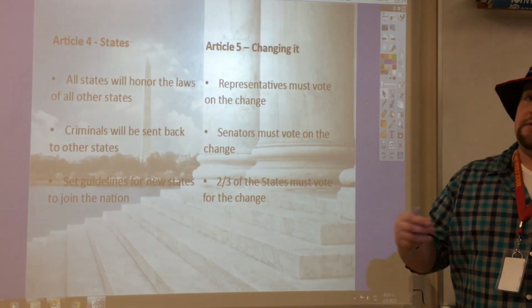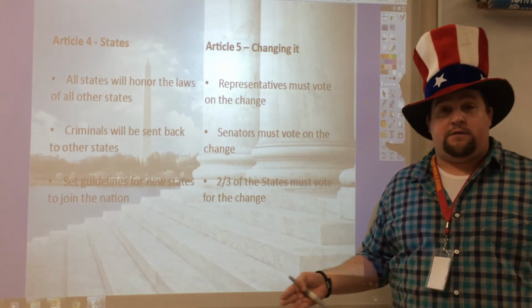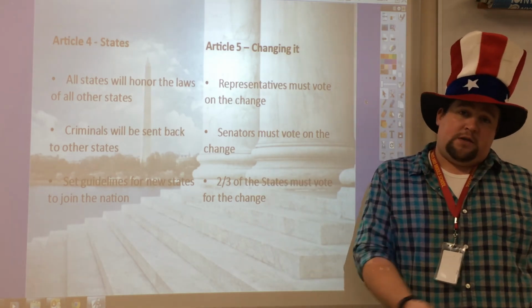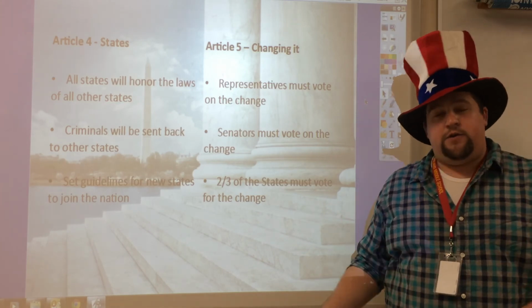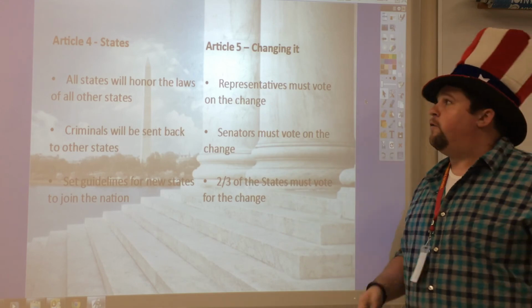If you remember when we talked about the Articles of Confederation, a lot of these things that are in Article 4 were the strengths of the Articles of Confederation. If it worked in the first government, why would you throw it out for the new one, right? They kept the things that worked well, and a lot of those reappear in Article 4.